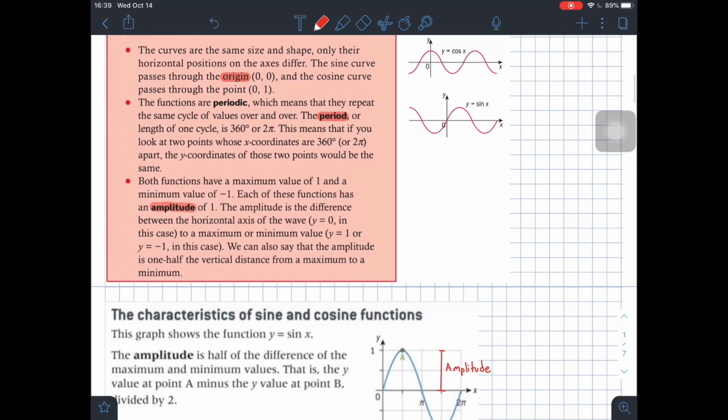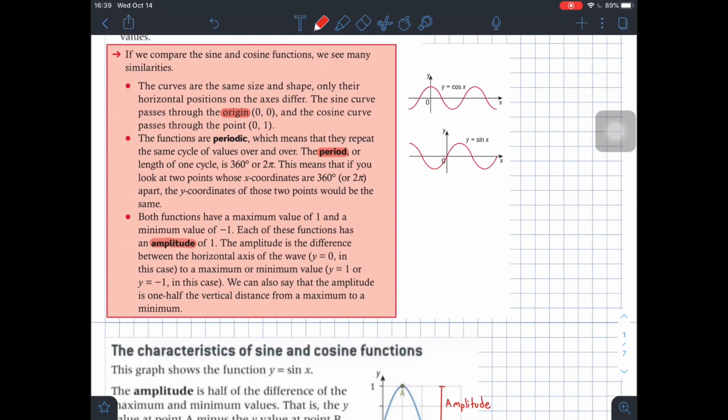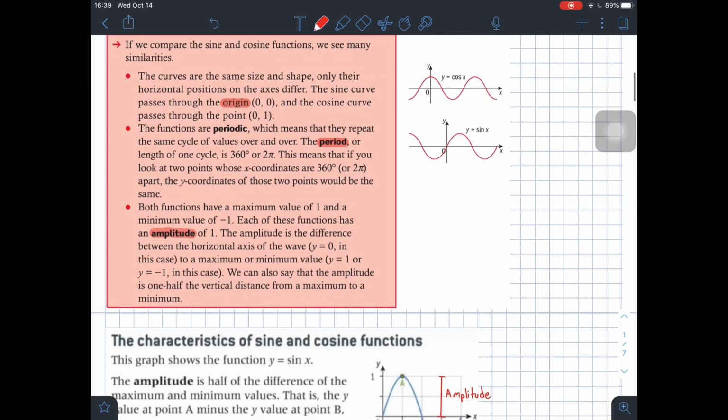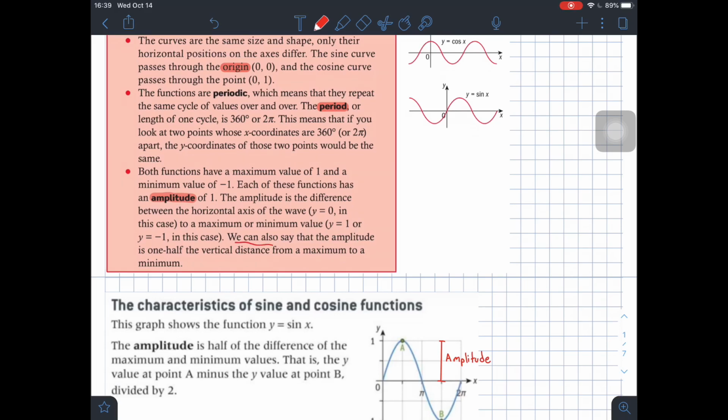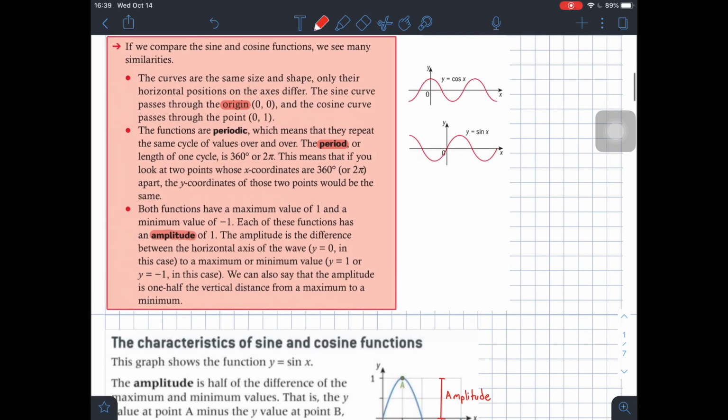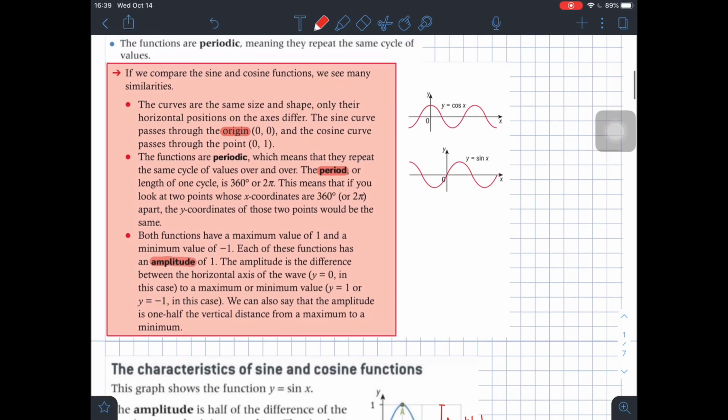Finally, it says both functions have a maximum value of 1 and a minimum value of -1. Each of these functions has an amplitude of 1. The amplitude is the difference between the horizontal axis of the wave, y equals 0 in this case, to a maximum or minimum value, y equals 1 or y equals -1 in this case. We can also say that the amplitude is 1/2 the vertical distance from a maximum to a minimum. We're going to see that later on in examples, okay?